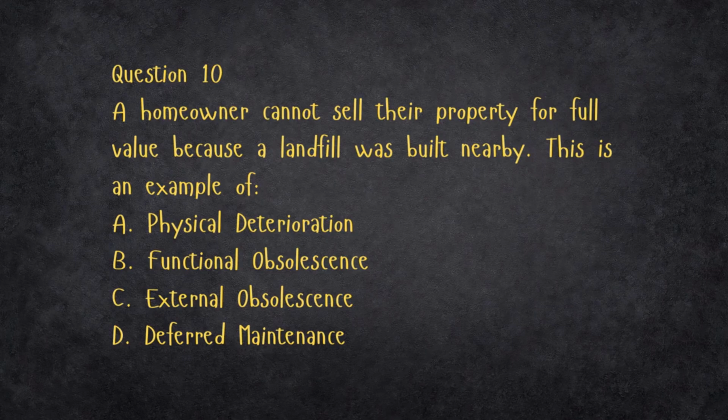Question 10. A homeowner cannot sell their property for full value because a landfill was built nearby. This is an example of A. Physical deterioration. B. Functional obsolescence. C. External obsolescence. D. Deferred maintenance. The answer is C. External obsolescence.